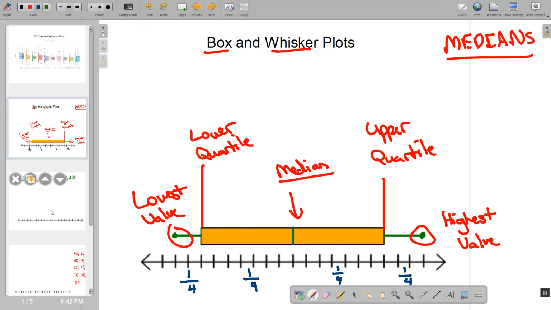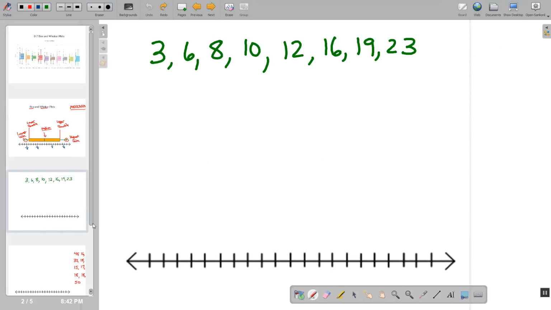Now let's look at what that actually looks like in a real-world example. So I came up with a set of data, and I wrote it in order for the sake of speeding up the process. The first thing we have to do is find the median of the set. So this is 8 numbers. Therefore, we have to go 4 here and 4 here. So our median has to be halfway between 10 and 12.